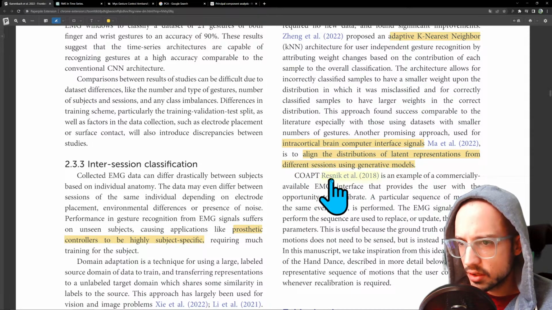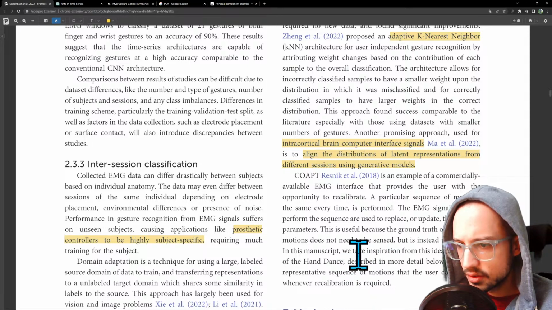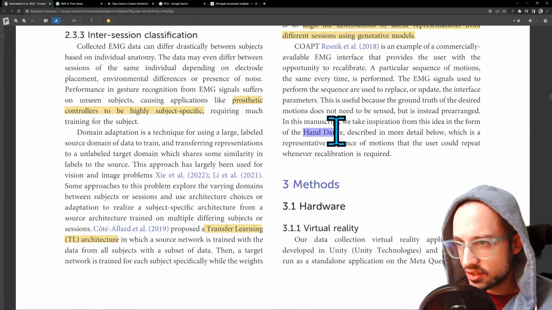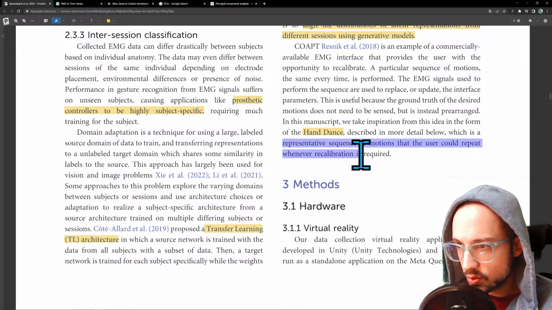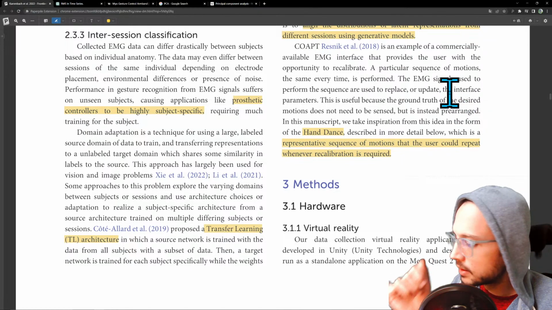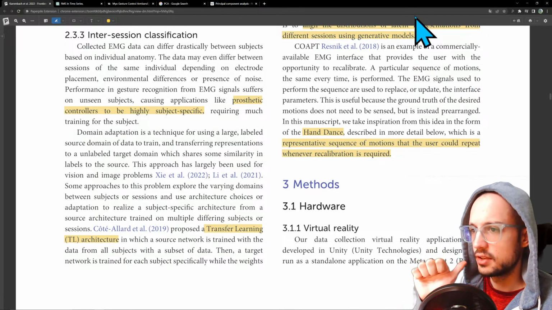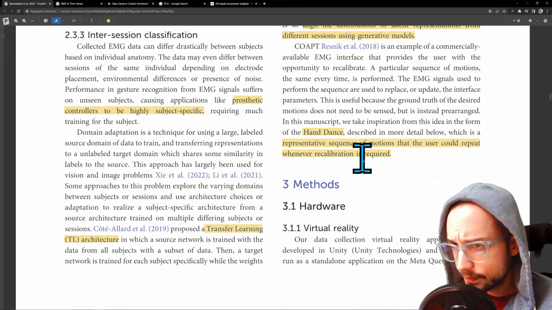You have another work here. EMG signals used to perform the sequence are used to replace or update. In this manuscript, we take inspiration in the form of the hand dance. Okay, so this is kind of the calibration procedure, which is a representative sequence of motions that the user could repeat whenever recalibration is required. That's kind of cool. So basically you have a sequence of motions that you do with your hand, kind of like you're speaking sign language.